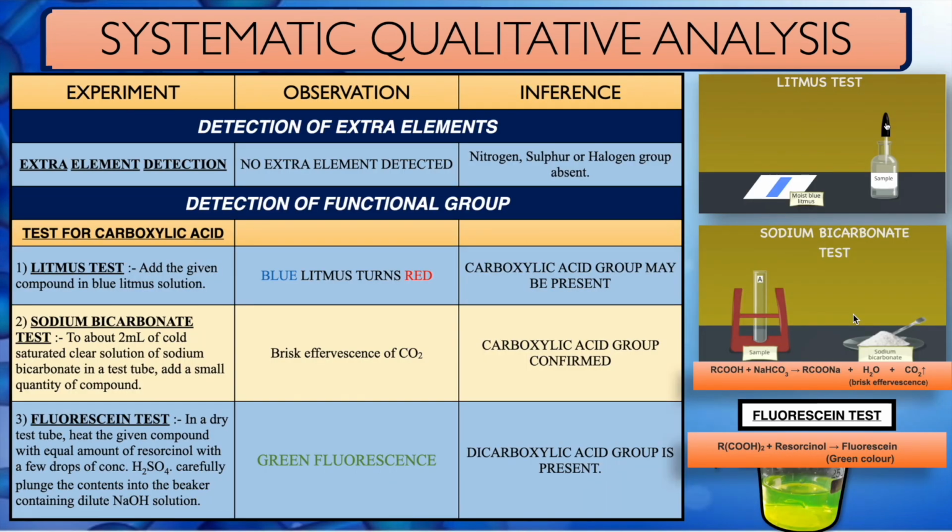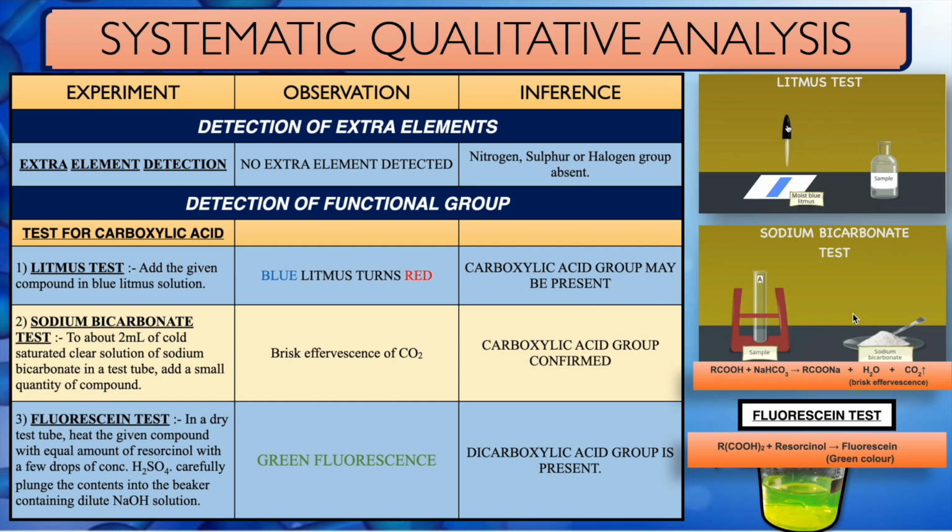In continuation with Sumit, the next step after the preliminary test is extra element detection. Since our compound doesn't possess any extra element, we infer that nitrogen, sulfur or halogen groups are absent. The third step is detection of functional group. So we start with carboxylic acid, followed by alcohol, phenol, carbonyl compound and ester. For carboxylic acid, first of all we perform the litmus test. Since carboxylic acids are well known for their strong acidic character, the given sample, as you can see, turns the blue litmus red.